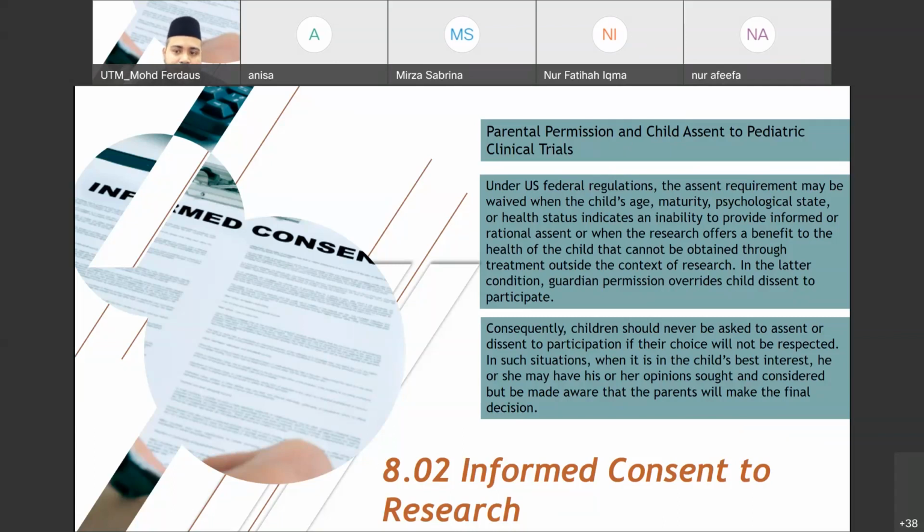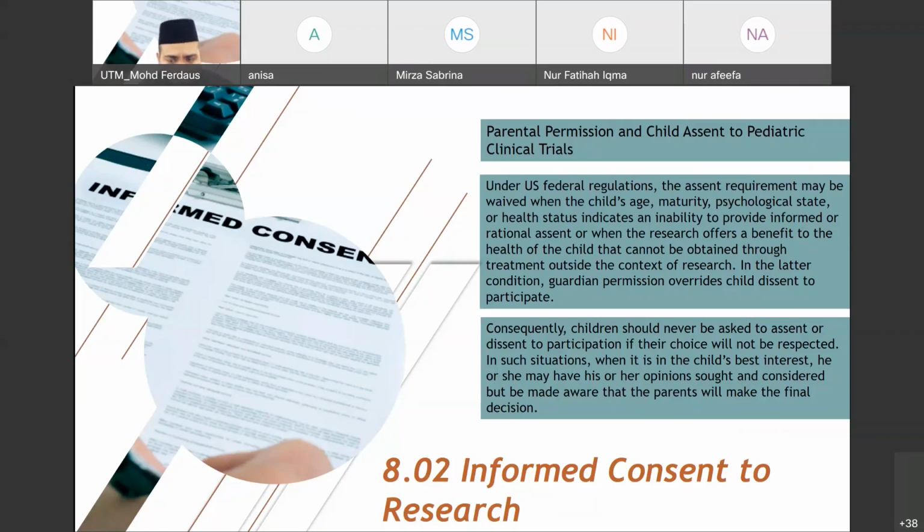Why? Because the child's age, maturity, psychological state, and health status give us the opportunity to seek permission from their legal guardian, their parents, or other significant members of the family. Consequently, children should never be asked to assent or dissent to participate if their choice will not be respected.